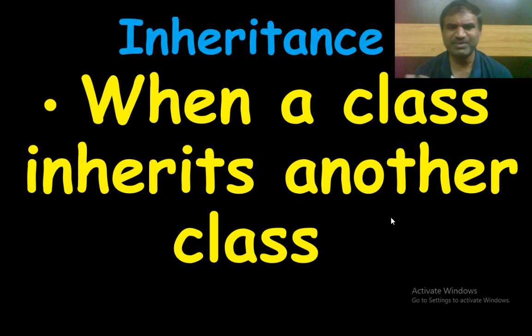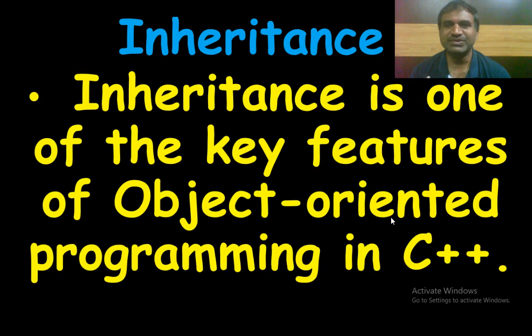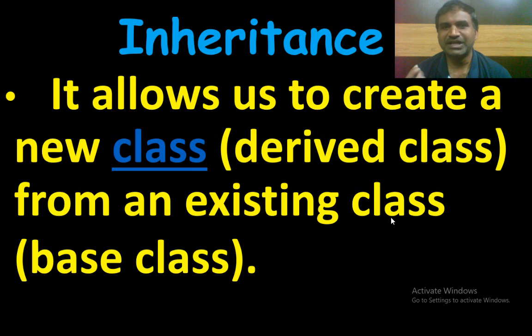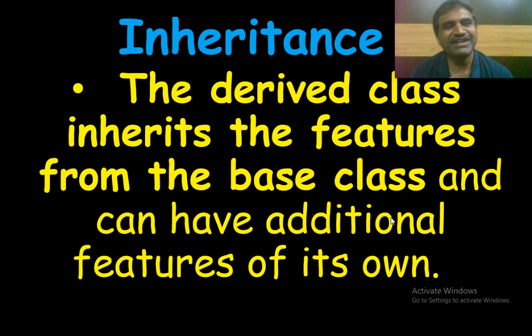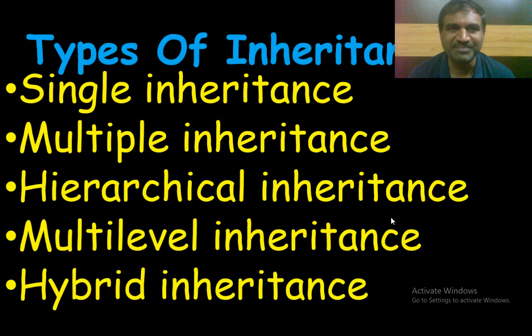That means what do you mean by inheriting? Deriving the features of a base class by a derived class is called inheritance. Inheritance is one of the key features of object oriented programming, OOPs. It allows us to create a new class using an existing class. The new class is called the derived class and the existing class is called the base class. The derived class inherits the features from the base class and it can have additional features of its own.